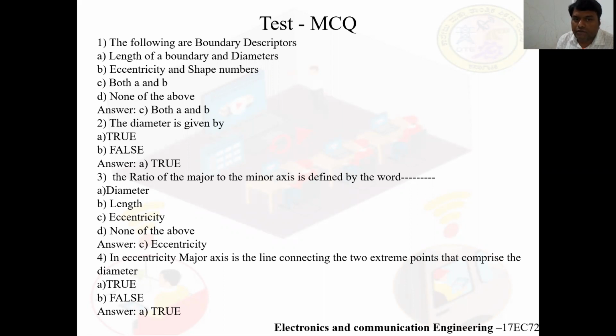The ratio of the major to the minor axis is defined by the word: diameter, length, eccentricity, none of the above. So what is the answer? C, eccentricity. In eccentricity, the major axis is the line connecting two extreme points that comprise the diameter. True or false? The answer is true.